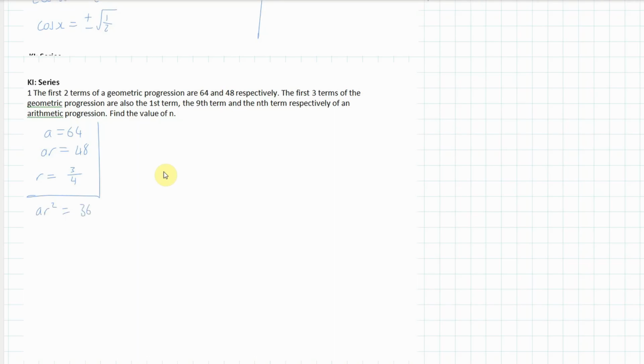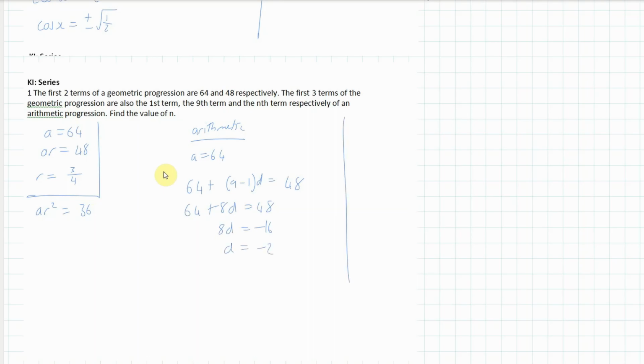So term 1, so a for our arithmetic, the first term, is also 64 in this, and then the second term, the 9th term. So 64 plus 9 minus 1 d equals 48. And so 64 plus 8d equals 48. And so 8d is equal to 48 minus 64, which is negative 16. So d is equal to negative 2.